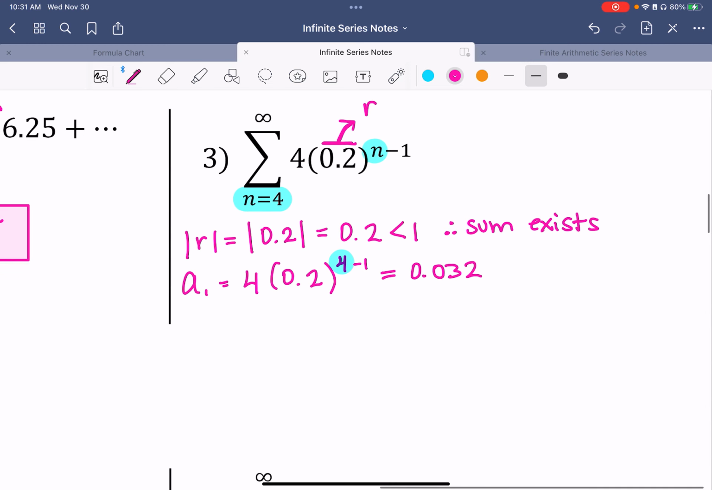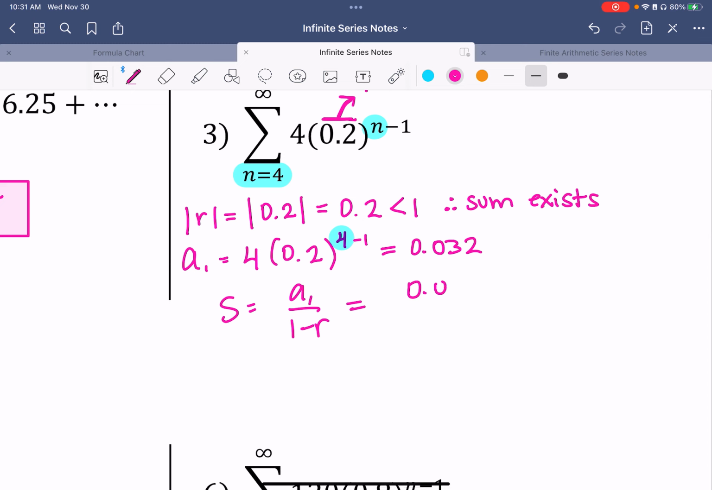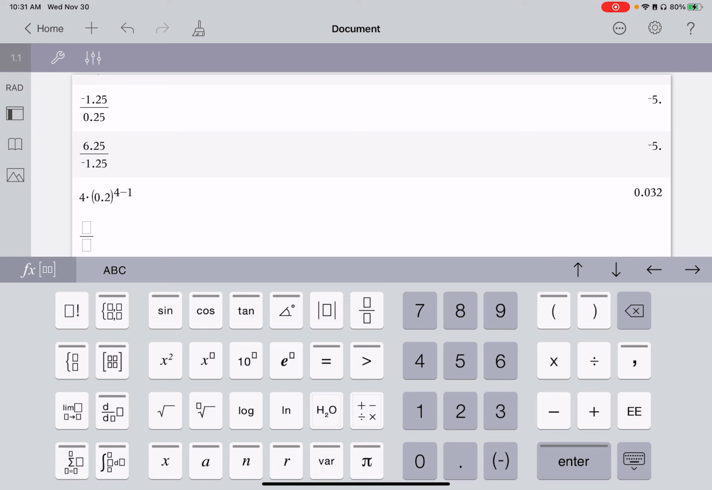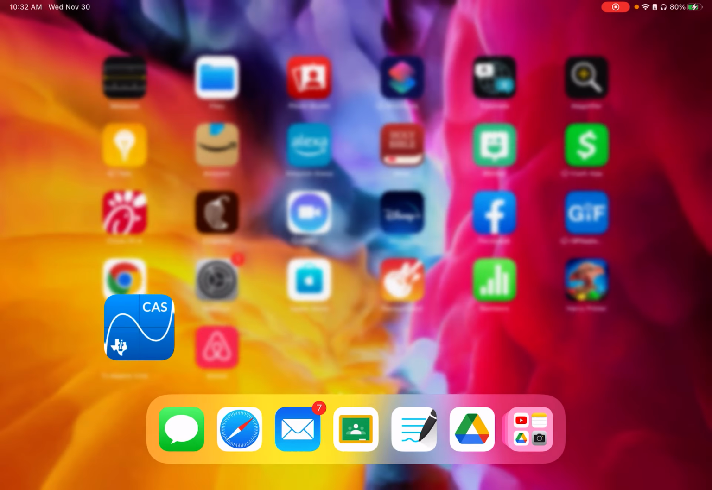Okay, and now we use the formula. So S equals A sub 1 over 1 minus R. A sub 1 is 0.032. R is 0.2. Okay, now I'll put this into the calculator. So 0.032 over 1 minus 0.2, and we get 0.04.